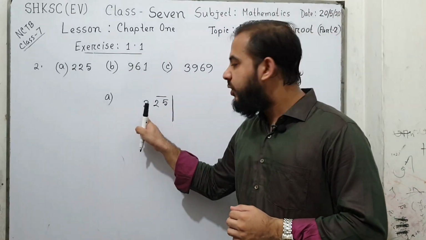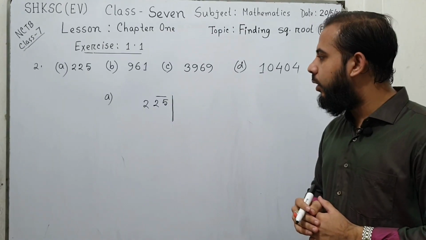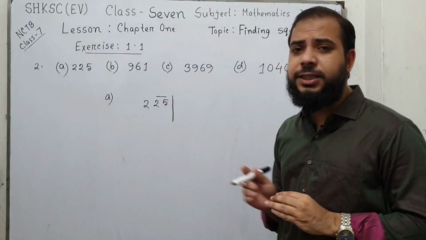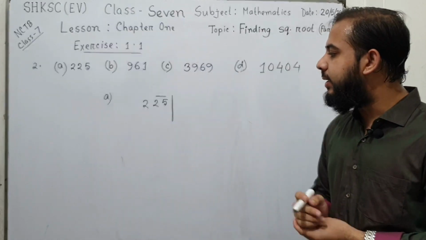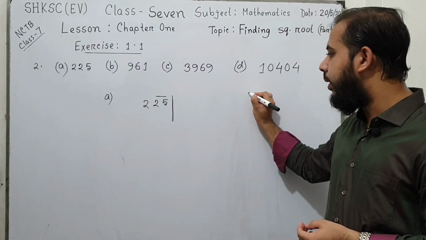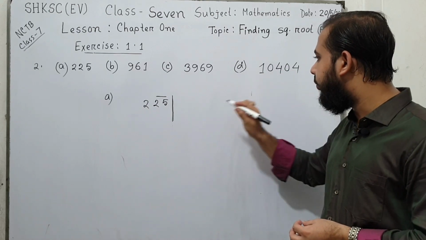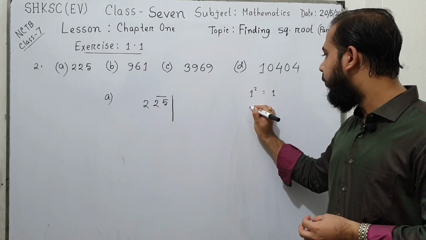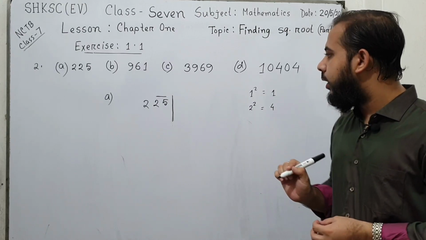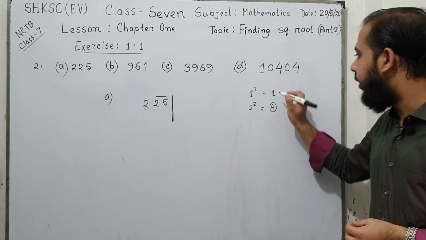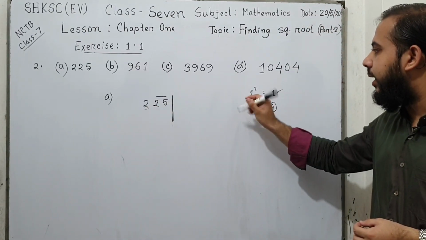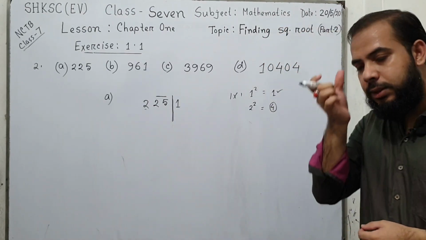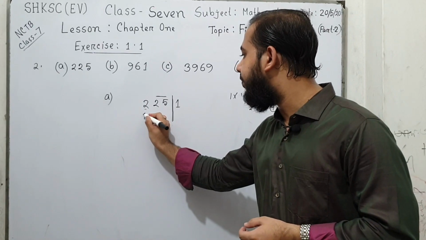Now at first we start from the digit or digits on the left side. From the leftmost side we see only 2 here. So now we have to find the closest perfect square number to this number, 2. So the perfect square number closest to 2 is 1. If we take 1 square we get 1. If we take 2 square we will get 4. So 4 is greater than 2 here, so we only take 1. So 1 square, that means 1 times 1, we will get 1 here.